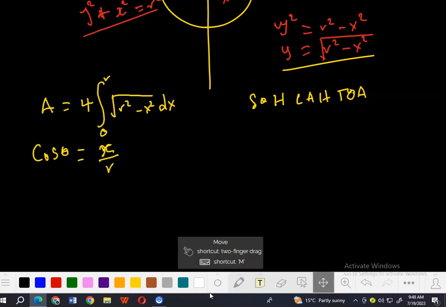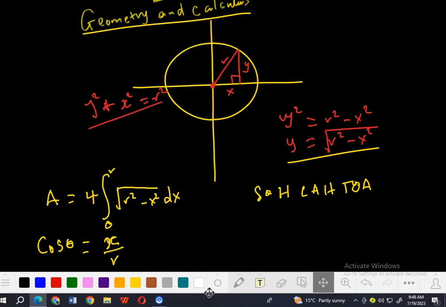Have you understood that? Yes. Because here we have x. x here is our adjacent, r is our hypotenuse, and y is the opposite. You can see that. Yes. Stephanie, you can see that?